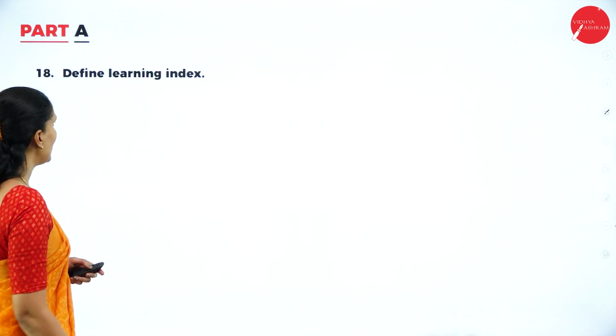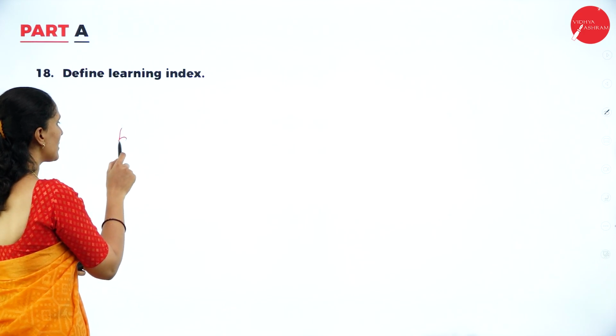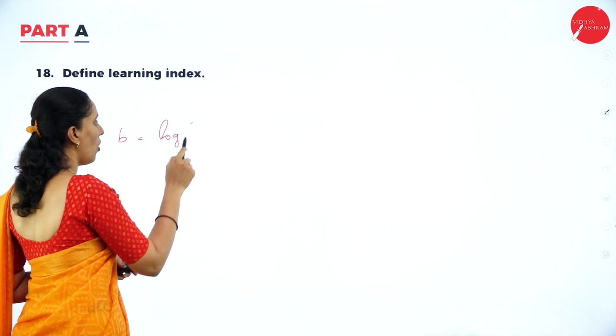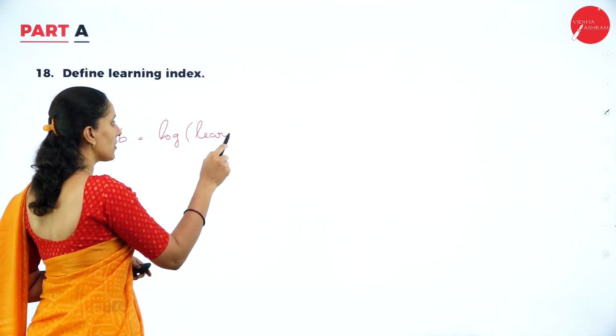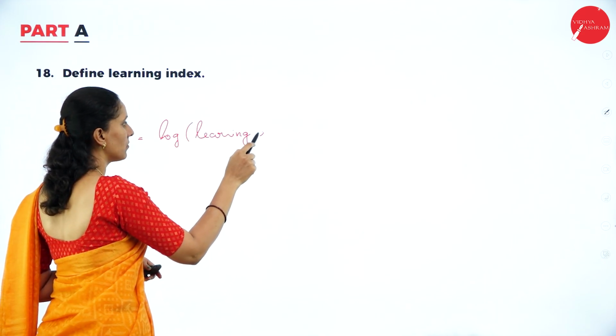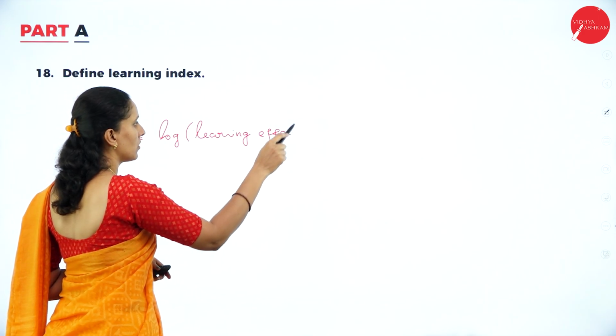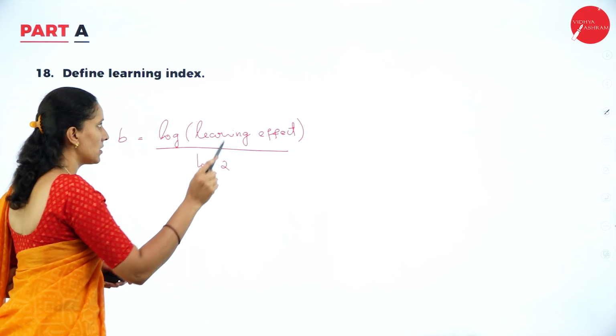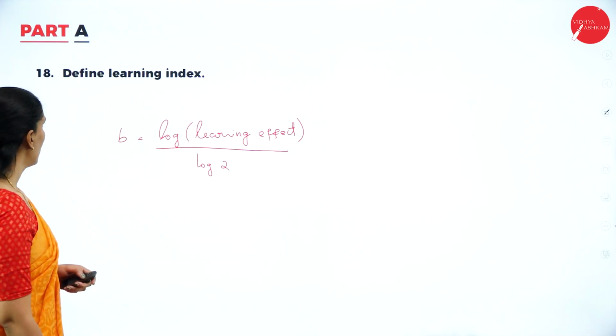Next, define banker's gain. Banker's gain is the difference between banker's discount and true discount. Next we have, define learning index. Learning index is denoted by small b. It is the ratio of log of learning effect to log 2. So this is the learning index.